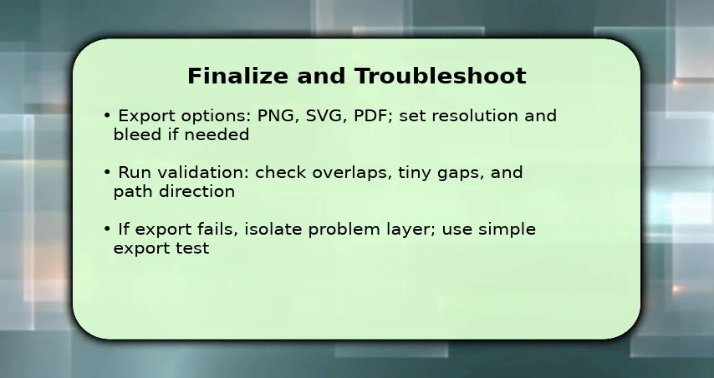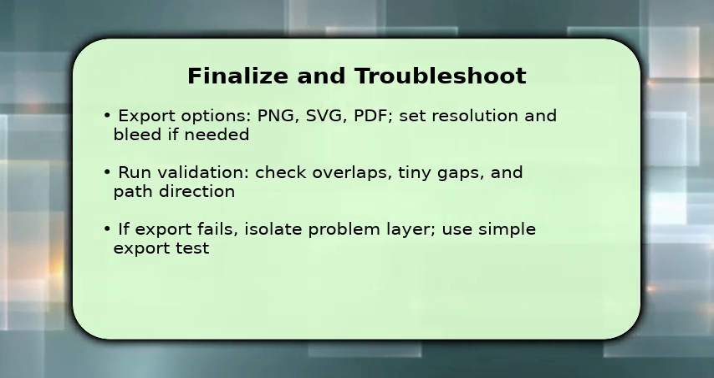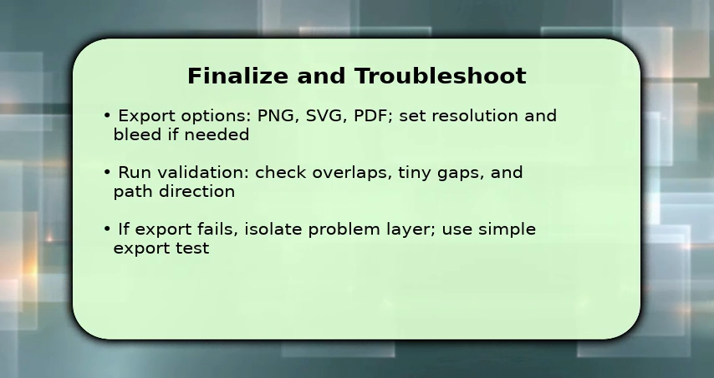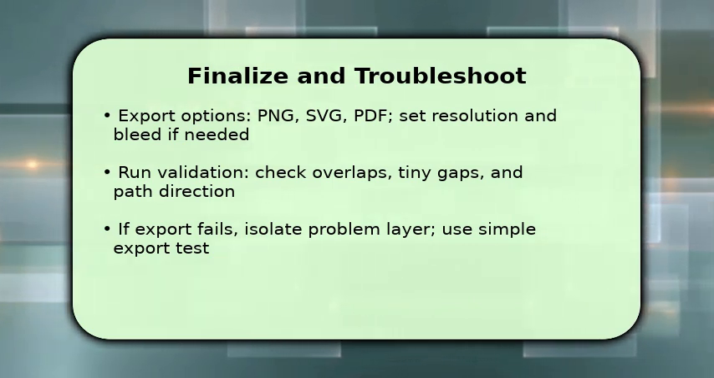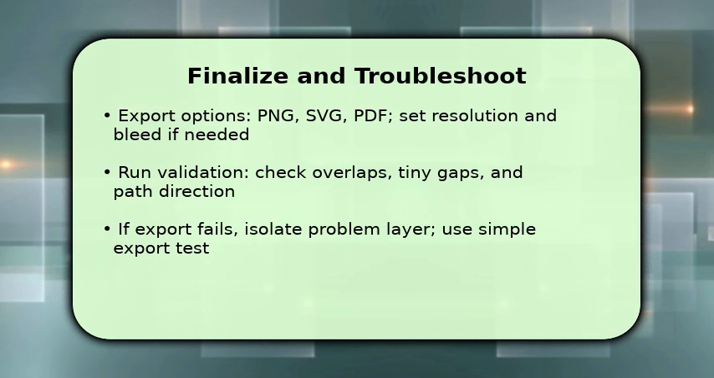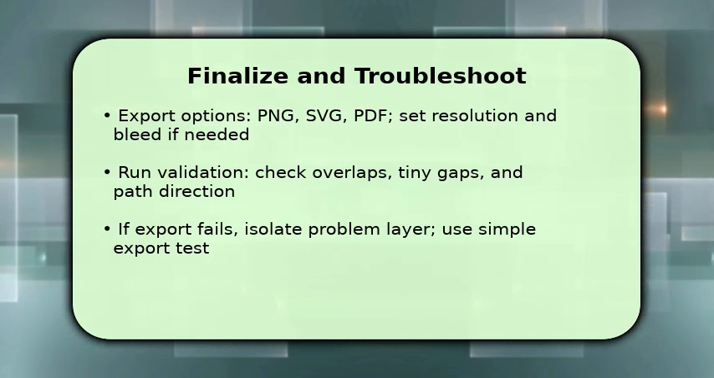If something goes wrong during export, isolate the problematic layer and perform a simple export test of just that group. Often a stray tiny shape or inverted path causes failure. Finally, save a versioned copy and you're done.